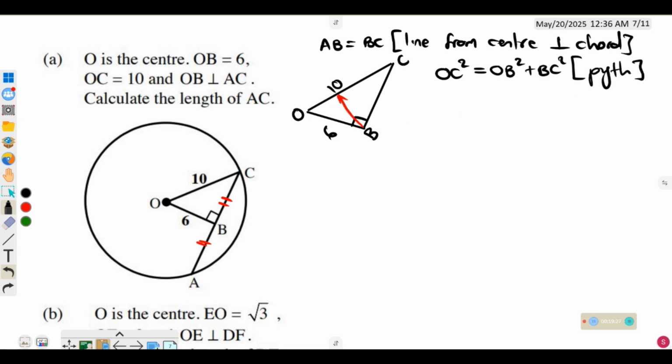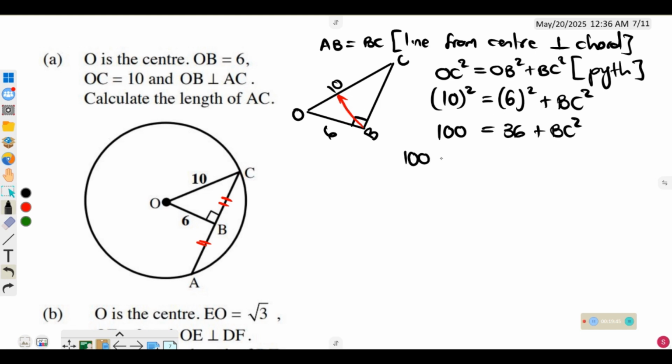And then from here we have OC. Where's OC? OC is given to be 10, so that's 10 squared. Do we have OB? Yes, OB is 6, so that's 6 squared plus BC squared. Then this is 100, and 6 squared, which is 36, plus BC squared. Transpose that.